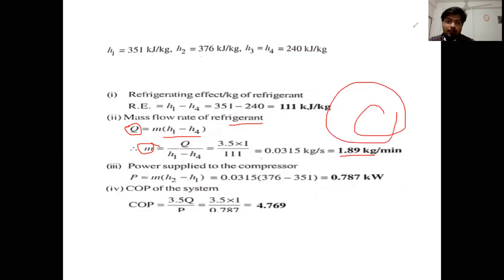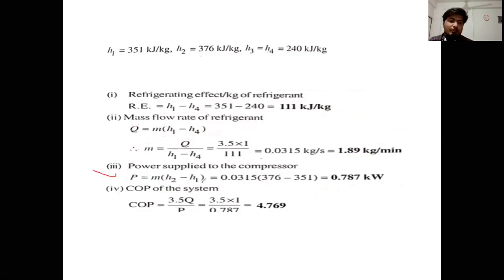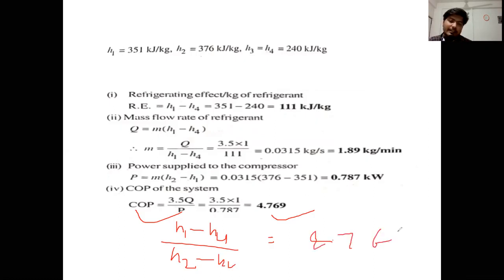Okay. Next, power P equals m times (H2 minus H1). Since the mass is known, we multiply the mass by H2 minus H1, and that is 0.787 kilowatt for 1 TR. And COP equals 3.52 divided by P, that is 4.76. We can also use the formula (H1 minus H4) divided by (H2 minus H1), so the final value is again the same, 4.769.